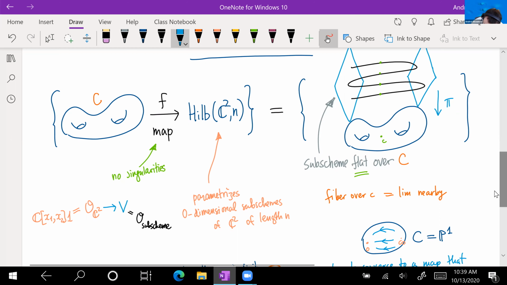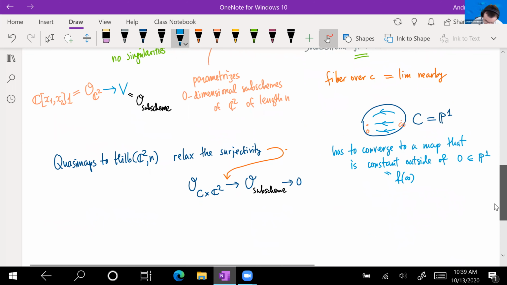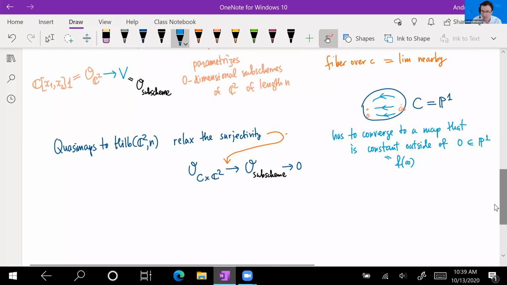So then, when I talk about quasi maps, I talk about the push forward. So I have V, it's a vector bundle.